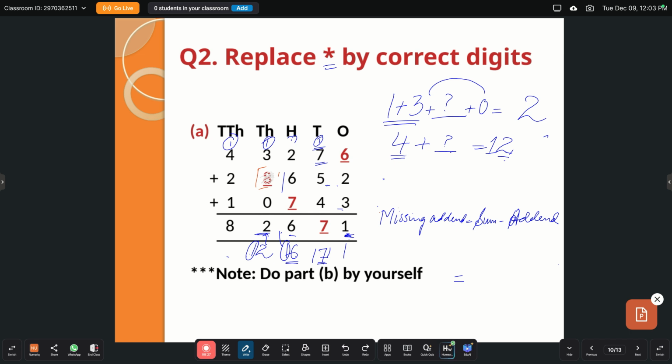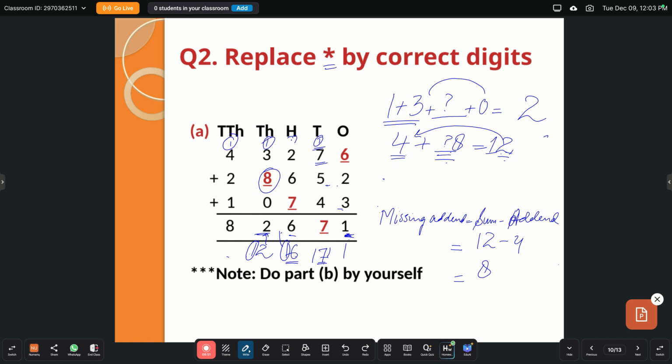So, how can you find this missing digit? Again, you will use this formula. Missing addend is always equal to sum minus given addend. It is 12 minus 4. 12 minus 4 is 8. Okay, beta? So, the missing digit here is 8.